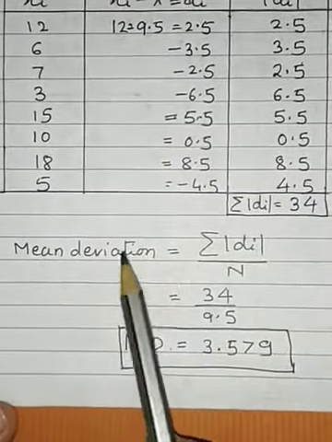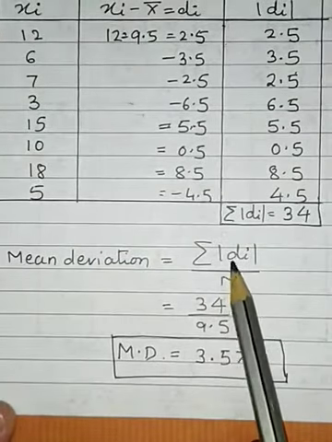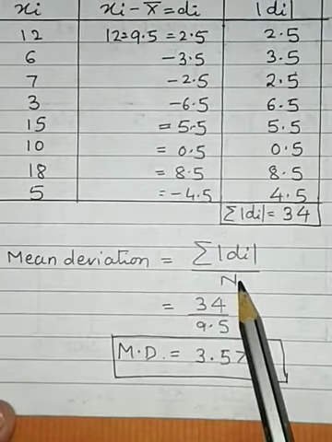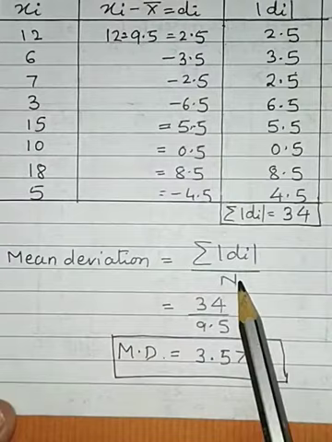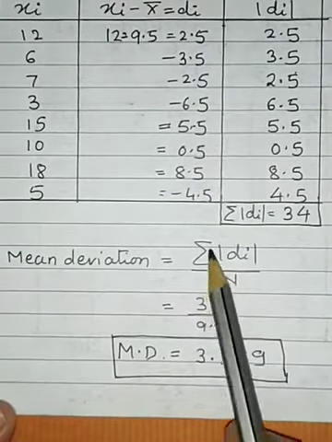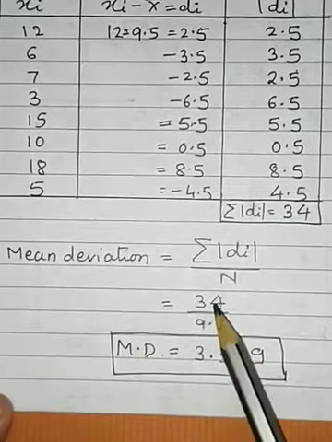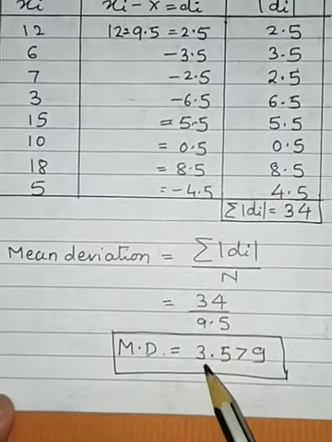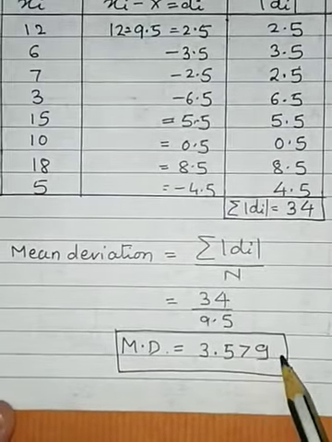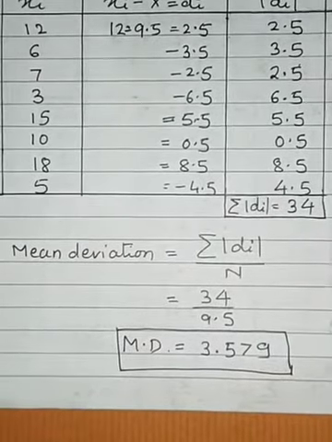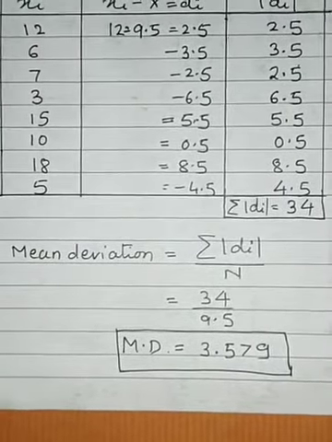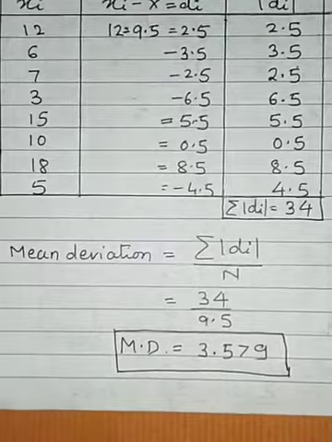So mean deviation is summation mod di upon n. Remember, the formula is very simple. By looking at the formula, you can decide how many columns you have to make. So 34 upon 8, the mean deviation is 3.579. Alright.